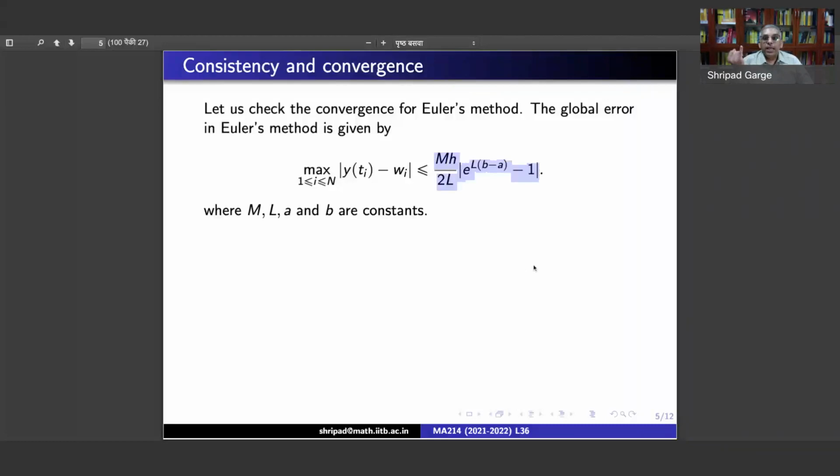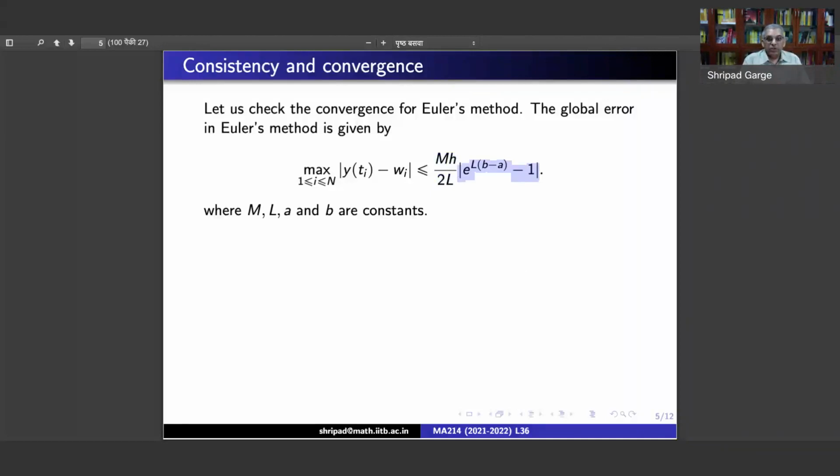But observe that M, L, b, and a, these are all constants. The quantity which is here in the modulus sign, this is a constant. M2 is a constant, of course. 2 and L, these are both non-zero constants. So you have a constant times h.